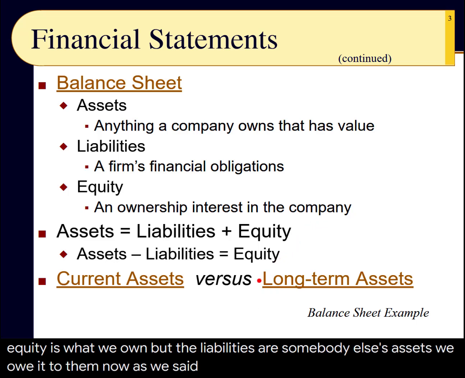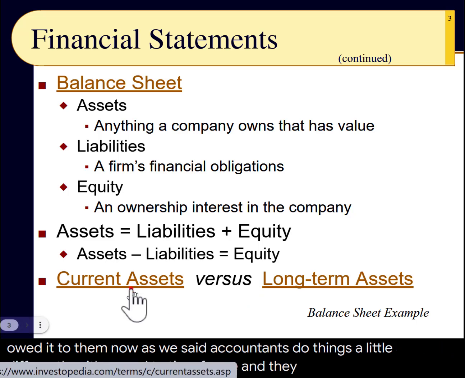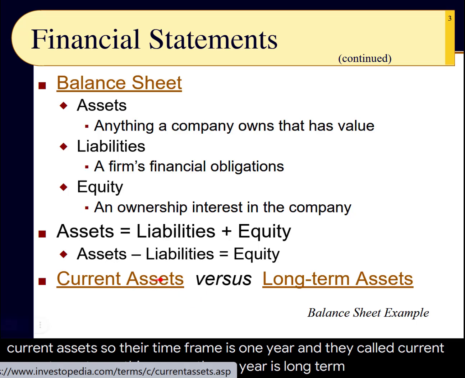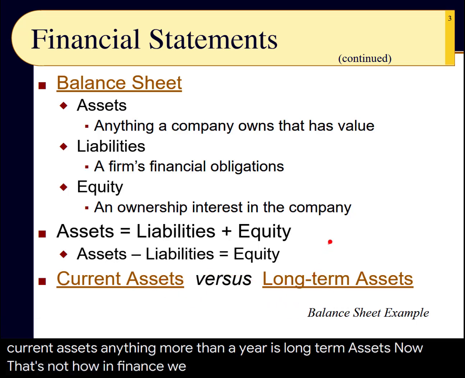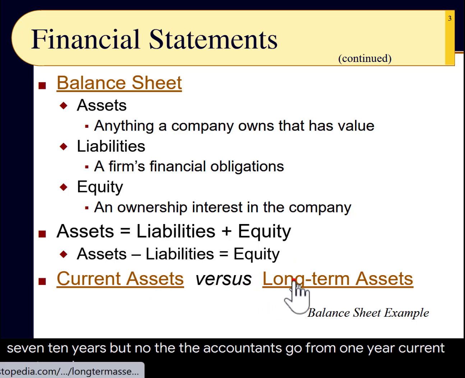Now, as we've said, accountants do things a little differently with regard to time frame, and what they do is they take anything that is going to be consumed within a year to be the current assets. So their time frame is 1 year, and they call it current assets. Anything more than a year is long-term assets. Now, that's not how in finance we think. We think long-term, 5, 7, 10 years. But no, the accountants go from 1 year current assets and then long-term assets are anything greater than a year.